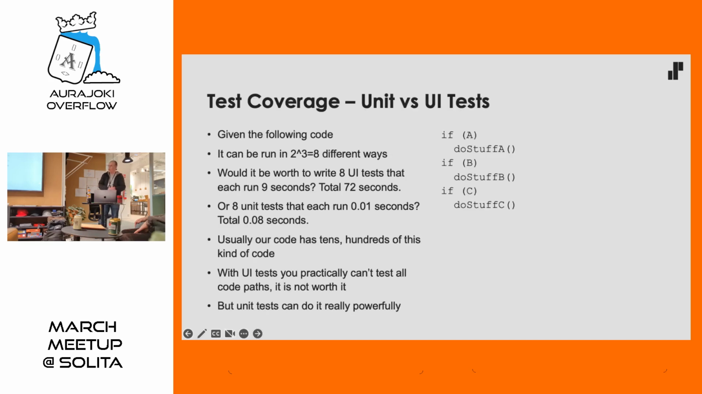About the test coverage, I already mentioned that it's hard to test all the code paths with UI tests. For example, in this code here, there are 8 different ways of going through it, depending on whether you go into the if branch or not, and combining those. If you used UI tests to test all of those branches, it would take 8 UI tests, and if they run for 9 seconds each, that's a total of 72 seconds for testing that small part of code. If you're using unit tests that run in 10 milliseconds, it's only 80 milliseconds, so much faster.